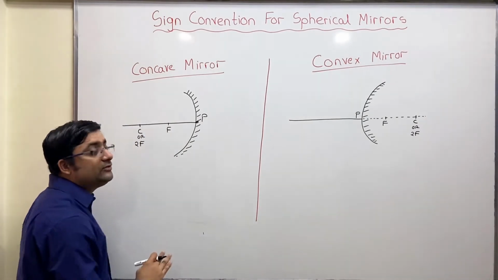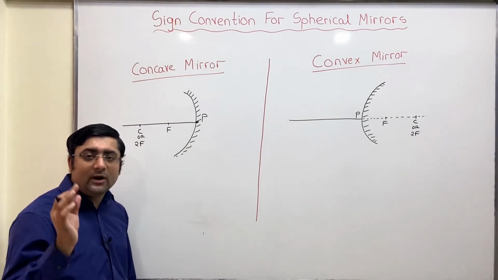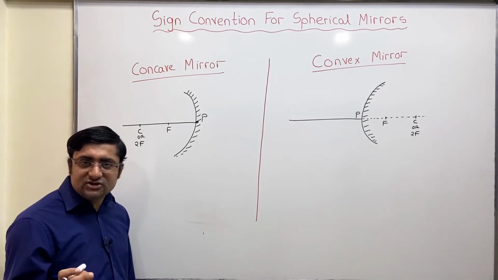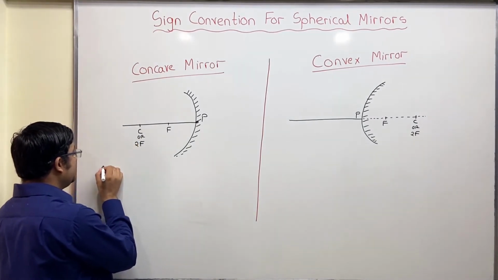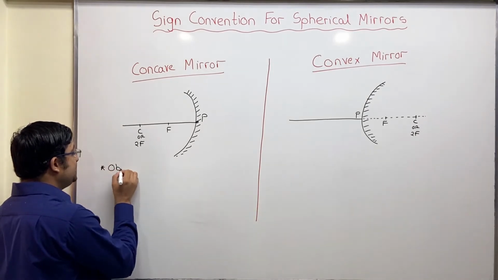So see, guys, now there are 3 terms you need to understand. One is object distance, one is image distance, and the other is focal length. So let's go one by one. So the first thing, guys, we're going to study is known as object distance.